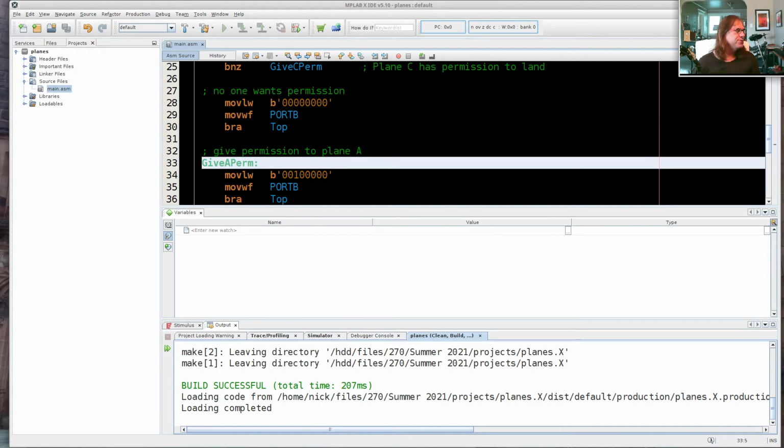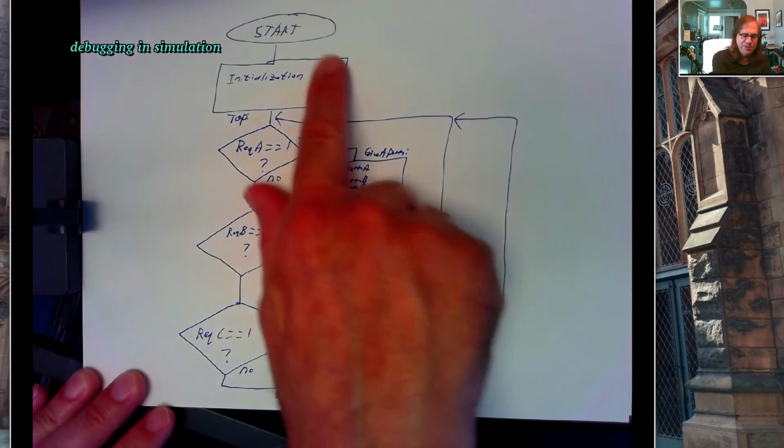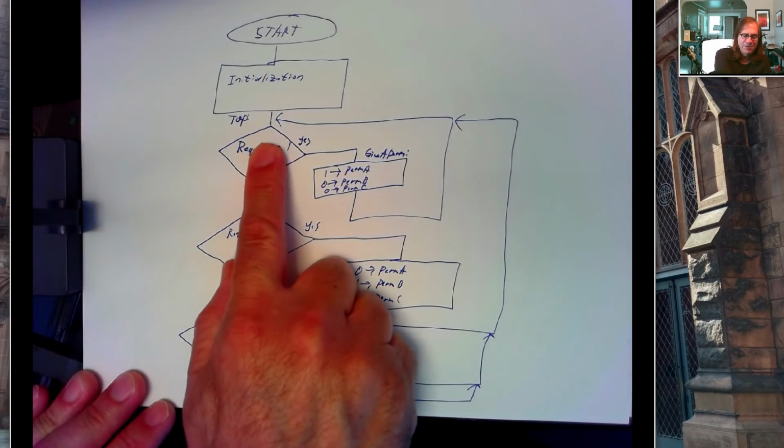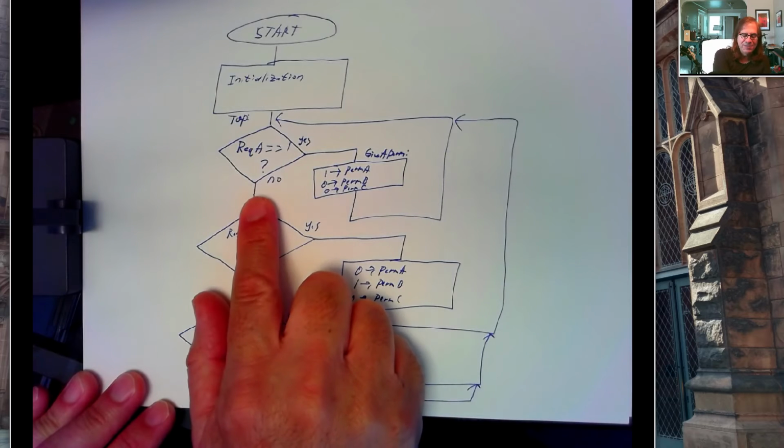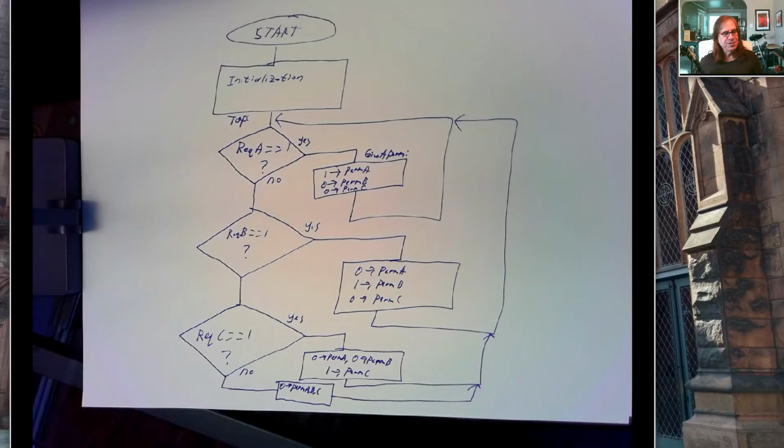So how are we going to debug this thing? Look at your flowchart, right? Well, we don't really have anything we can do for initialization, but let's see if this first condition works, right? Let's check that first if block.